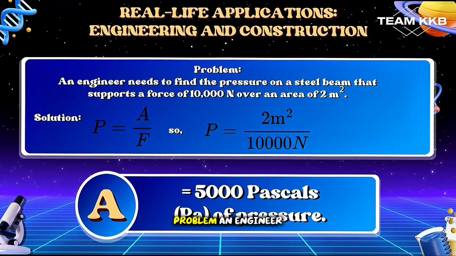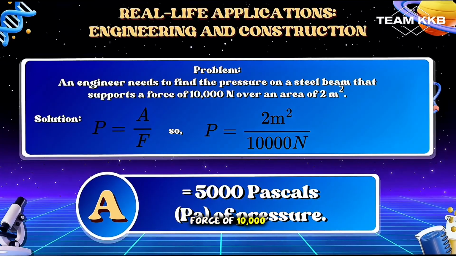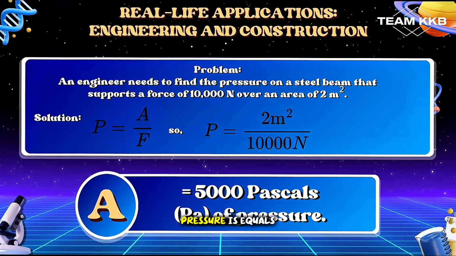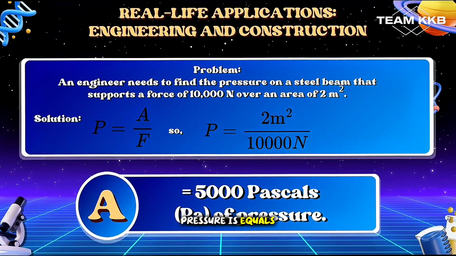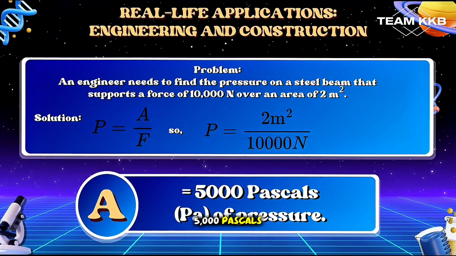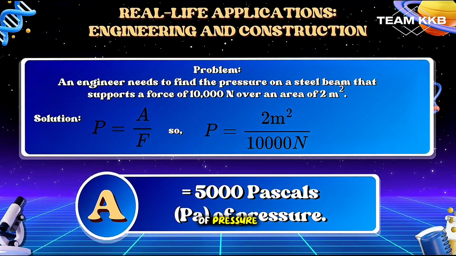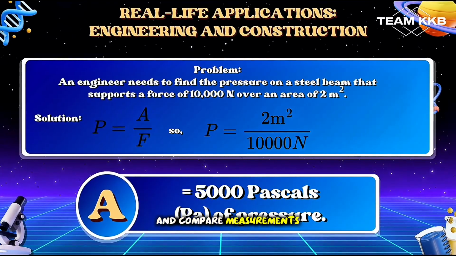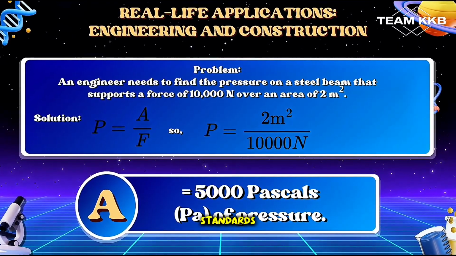Here is a problem. An engineer needs to find the pressure on a steel beam that supports a force of 10,000 newtons over an area of 2 meters squared. Solution. Pressure is equal to force over area. Pressure is equal to 10,000 newtons over 2 meters squared is equal to 5,000 pascals. Answer. The beam experiences 5,000 pascals of pressure. Using SI units helps engineers around the world communicate and compare measurements precisely, ensuring that all designs follow the same safety standards.